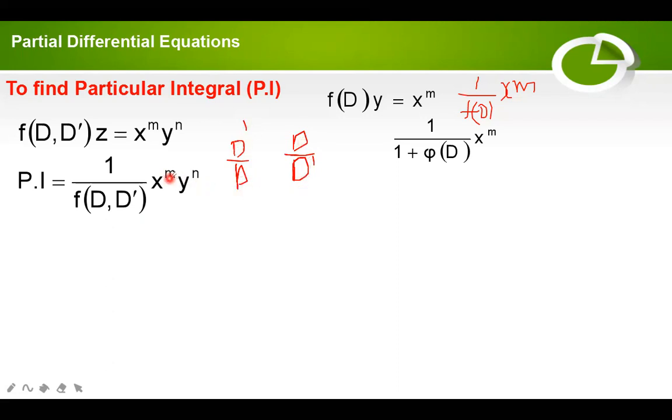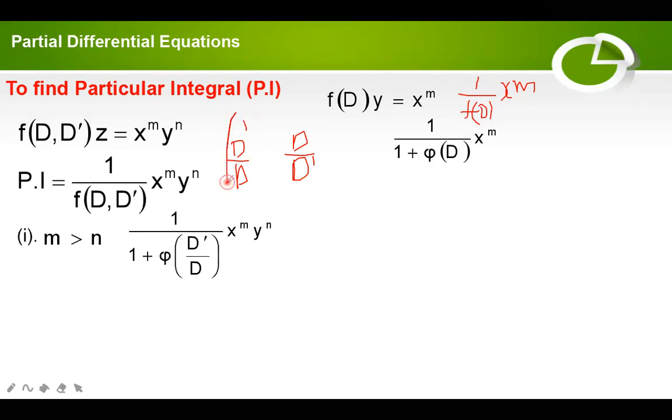Based on this condition, either m is greater than n or m is less than n. Suppose m is greater than n, then we try to make it in the form of 1 plus D dash by D, and we expand in ascending powers of D dash by D. In case m is less than n, we try to make it in the form of D by D dash and expand it.